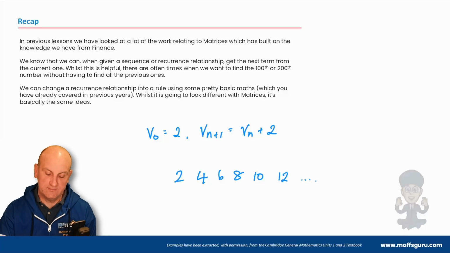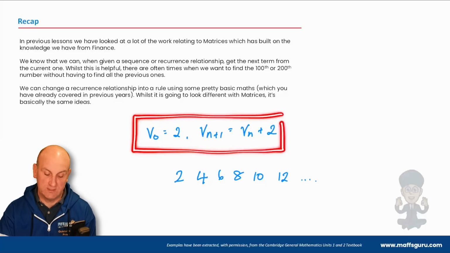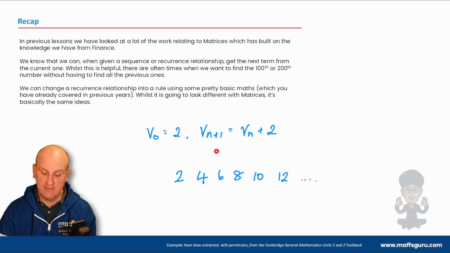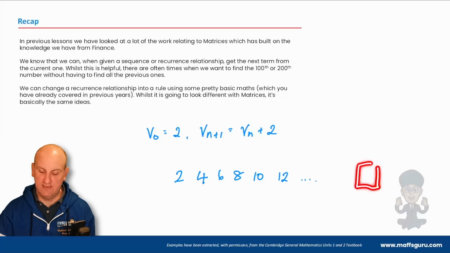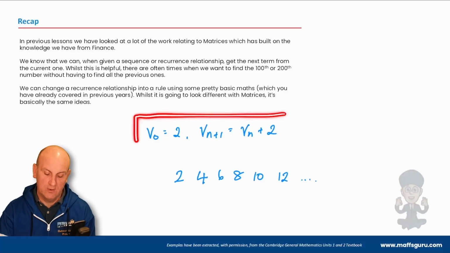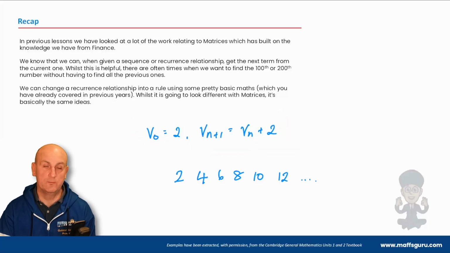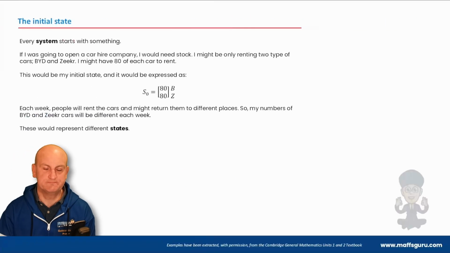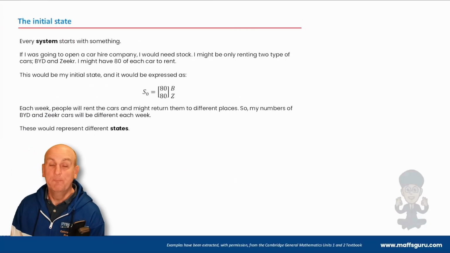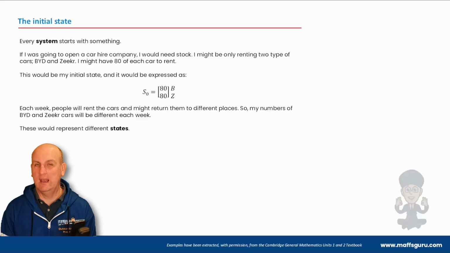Now, recurrence relationships are really, really useful. Why? Because once we know a number in the sequence, we can get to all subsequent numbers. But there's a problem. What if I wanted to get to the 50th number in the sequence? Well, I don't really want to go through all the previous 49 to get to this 50th. So it'd be really, really good if we could turn this recurrence relationship into a rule. Now, in finance, we've done that. That's awesome. Can we do it in matrices? Well, hopefully we can.